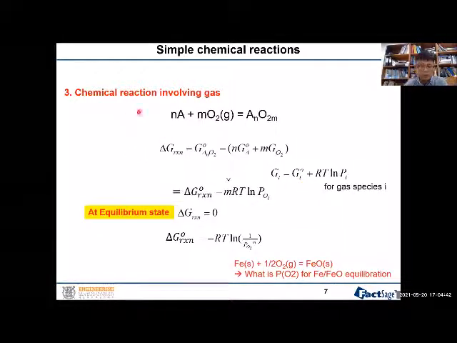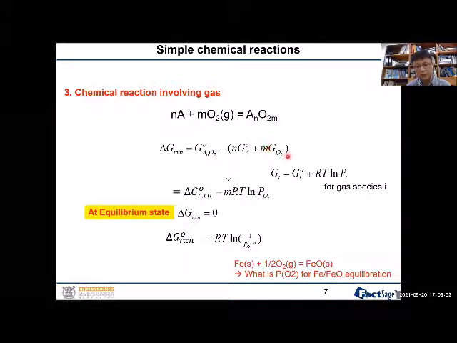And now when you're combining this one with the gas phase, we can develop an equation like this. A reacting with oxygen becomes A oxide, for example. And then if you write the actual chemical reaction again, the Gibbs energy, delta G of reaction, equals product Gibbs energy minus reactant Gibbs energy.